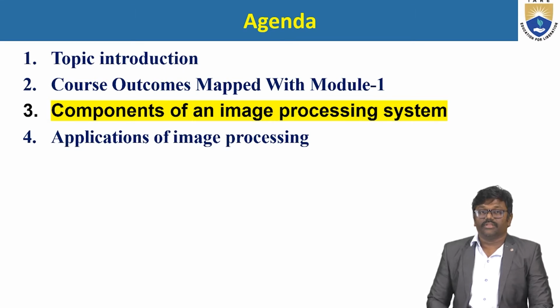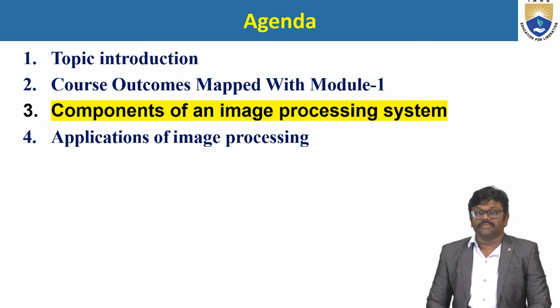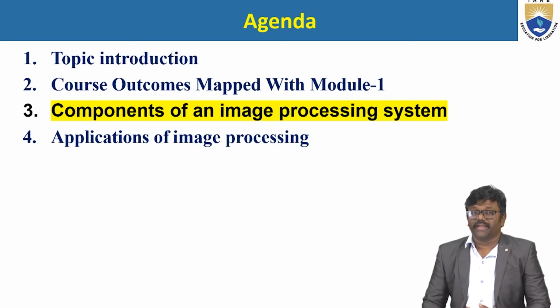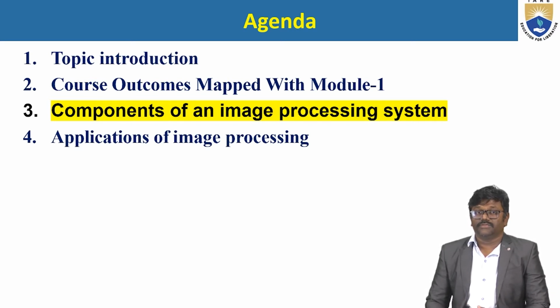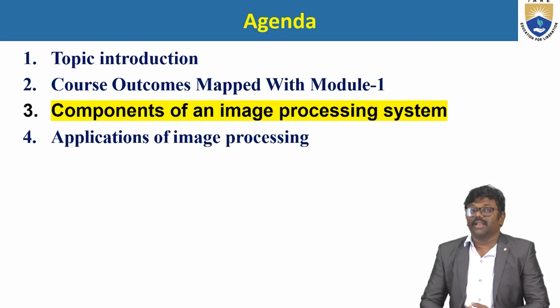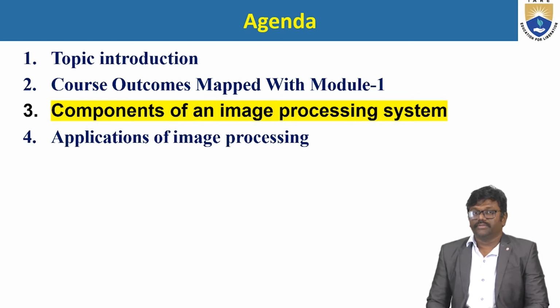The first thing is we have to understand why this topic has been introduced as one of the topics in our module 1 syllabus. As per the syllabus, we have to understand the module 1 topic, components of an image processing system. So we need a little bit of introduction about it. That's what I've been mentioning here. The first agenda is topic introduction. The second one is course outcomes mapped with module 1.